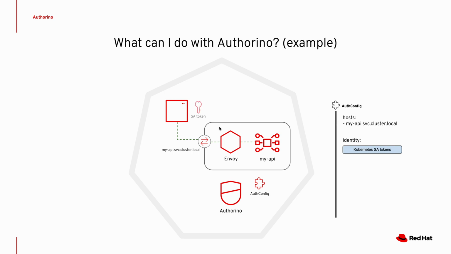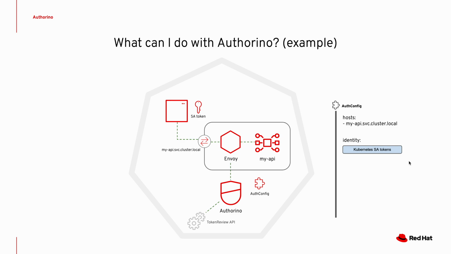So using its service account token, the application can again send requests. Envoy will communicate with Authorino, which, following this AuthConfig, will issue a token review request to the cluster underneath.